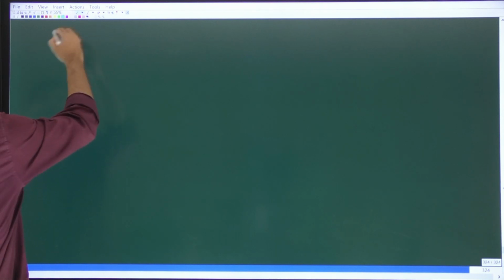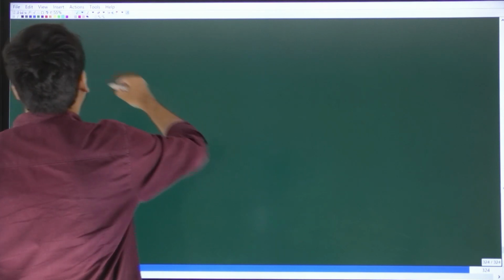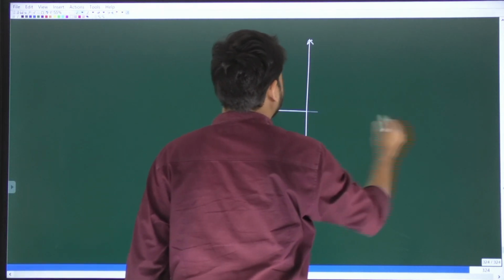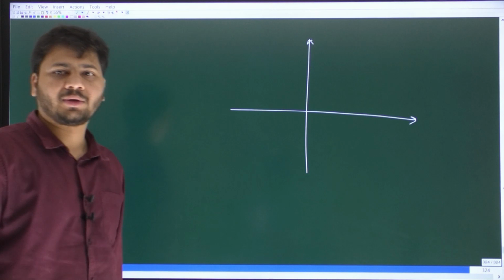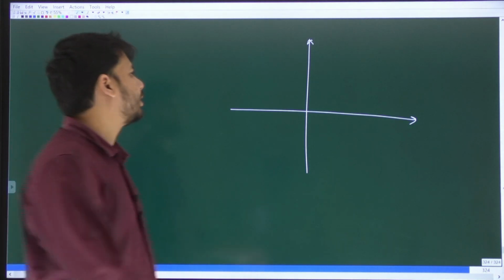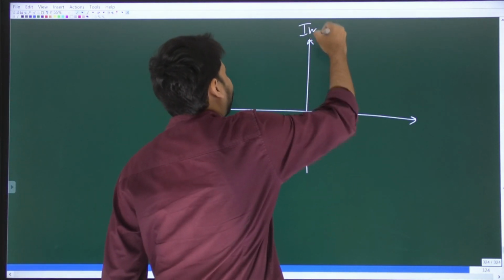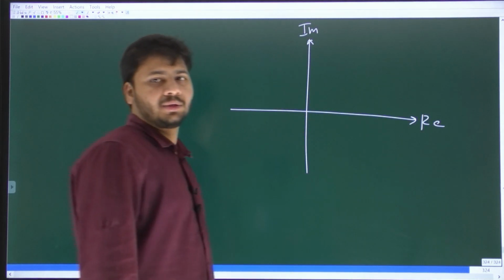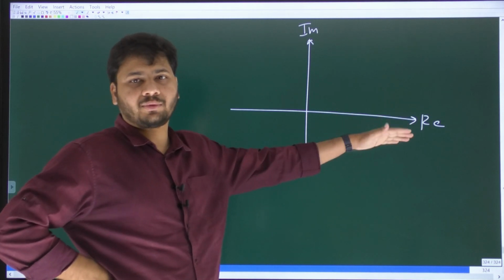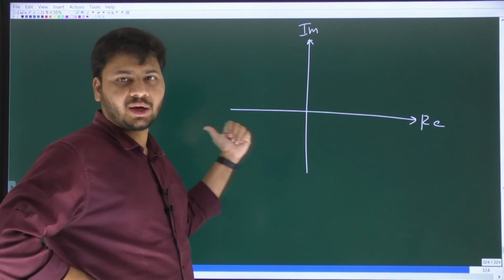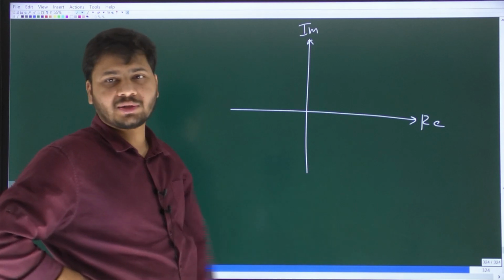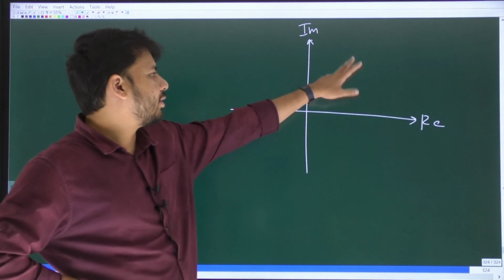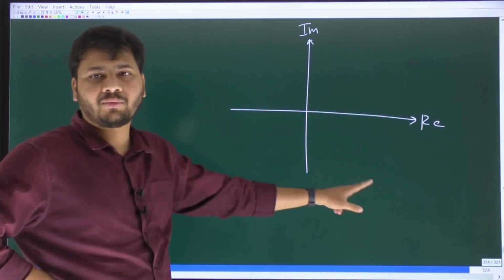So let's say first of all we have the complex plane. You can see there are two axes. This is the imaginary part of the complex number. This is the real part. So this axis is the positive real axis. This is the negative real axis. This is the positive imaginary axis. This is the negative imaginary axis. First quadrant, second quadrant, third quadrant, fourth quadrant.